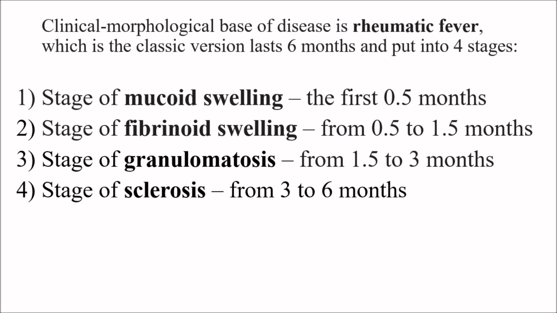There are four stages of rheumatic fever. As we said, mucoid swelling is the first stage, with a duration of approximately 15 days. Second, the fibrinoid swelling stage, from 15 days to 1.5 months. Third, the stage of granulomatosis or inflammatory cell reaction, from 1.5 to 3 months, and the final stage of sclerosis from 3 to 6 months.